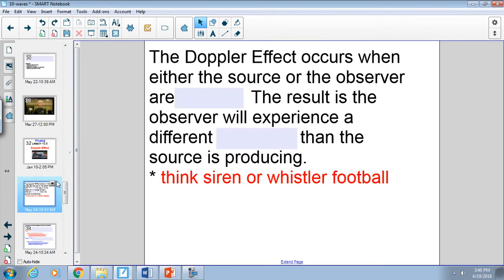The Doppler effect is going to occur whenever something that is making waves is moving, and it can either be the source that's making it or the observer. What's going to happen is those frequencies are going to change. The speed of it doesn't change, but the frequencies actually change. The wavelengths get shorter or longer apart depending on the direction that the source or observer is moving.